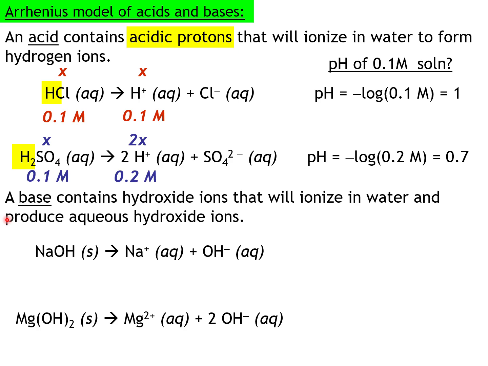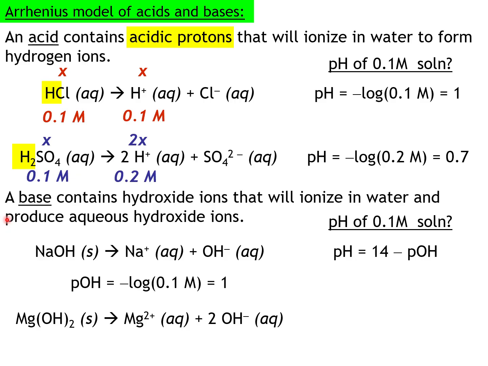So a base contains hydroxide ions. Typically it's a metal, group 1 or group 2 metal, with hydroxides that will ionize in water to produce aqueous hydroxide ions. So here we have sodium hydroxide and magnesium hydroxide ionizing to increase the concentration of hydroxide in the solution. All right, so if we want to find the pH, we don't have hydrogen ions present. We have a bunch of hydroxide ions present. So that means we're going to have to find pOH first.